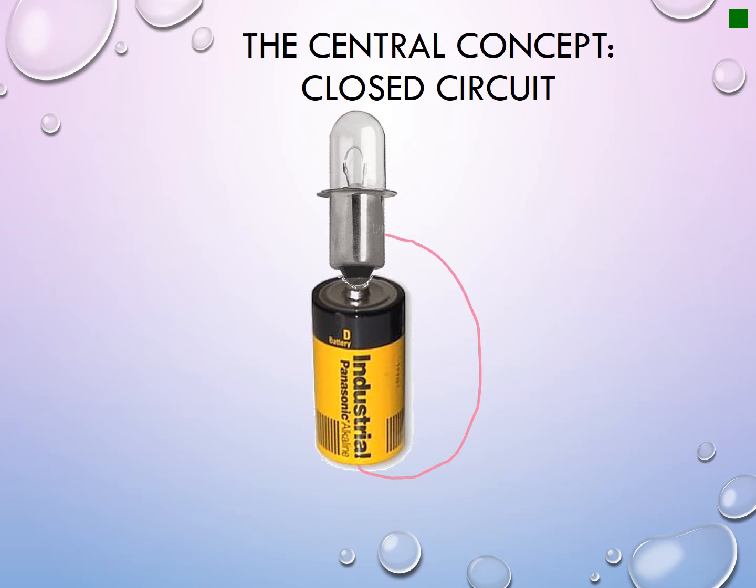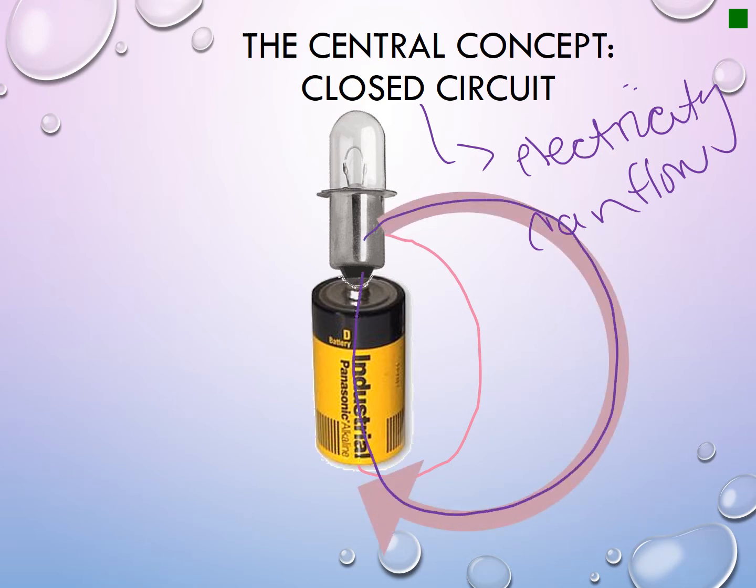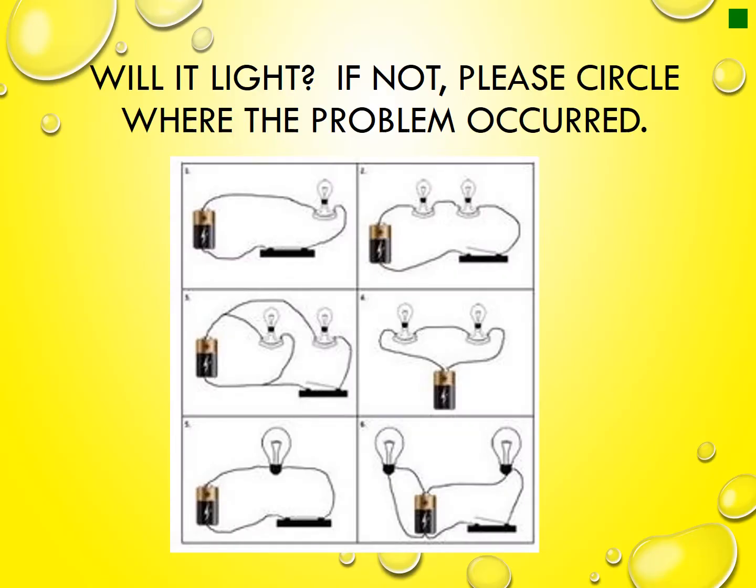A closed circuit means electricity can flow. Okay, it's closed. All right, so see how we have that path going from one to the other and then back up. You can go from point A back to point A without picking up your pencil, and it goes through everything that it would need to. All right, so will it light or will it not? And if not, please circle where the problem is.